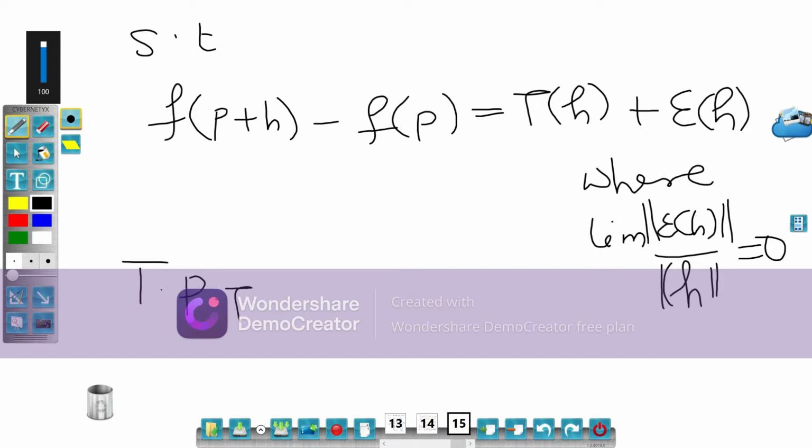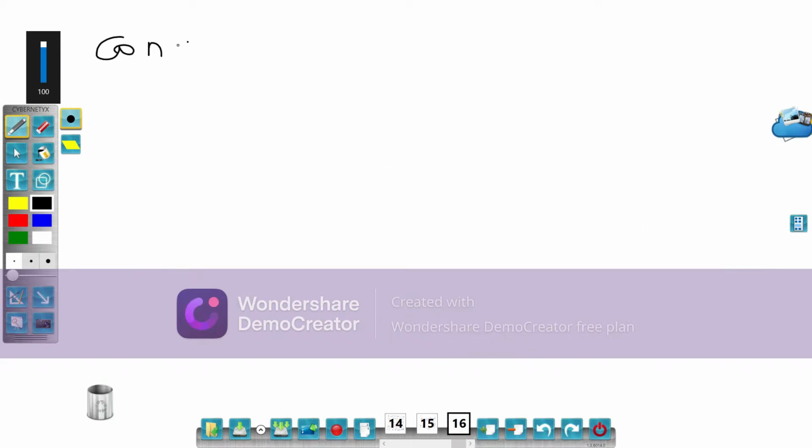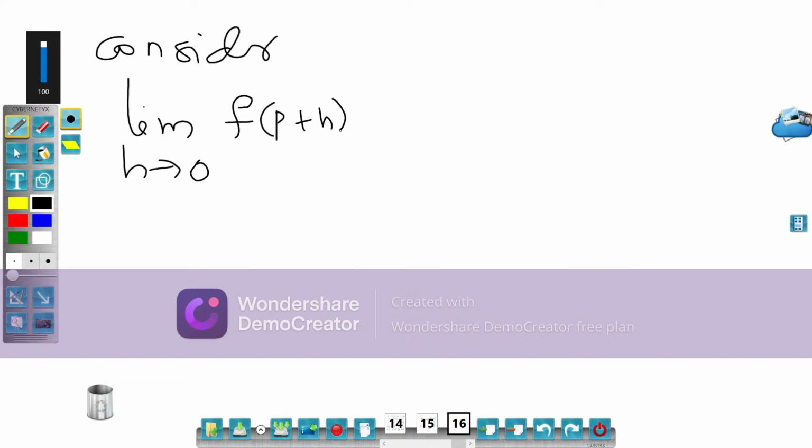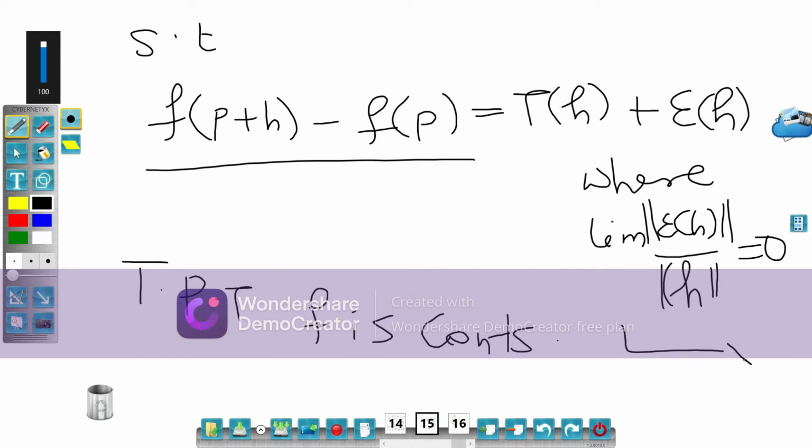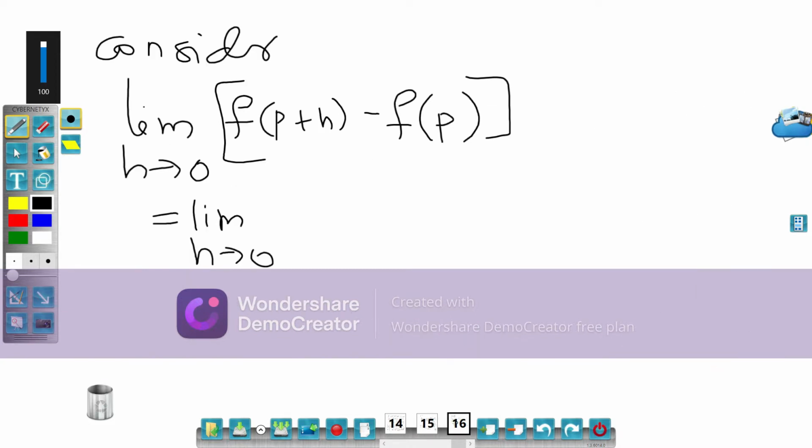To prove that f is continuous, I'll consider this limit. So consider the limit as h goes to 0 of f(p+h) - f(p). If I could show that this limit is 0, it implies that my function is continuous. So let's find this out. Limit as h goes to 0. Let's call this star. From star, this can be replaced by T(h) + E(h).